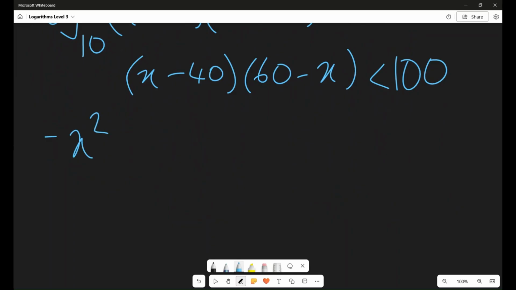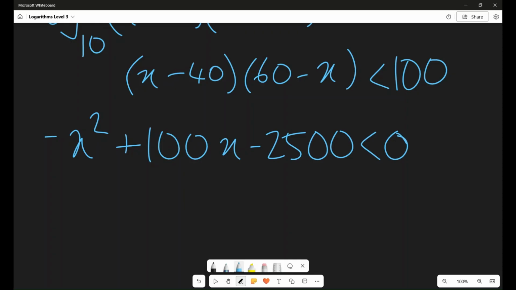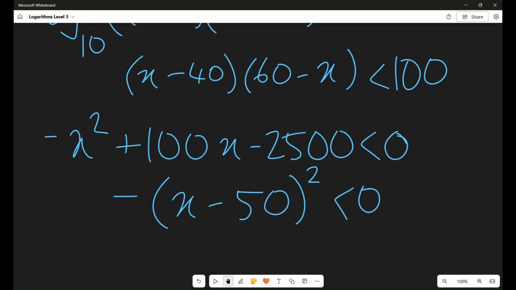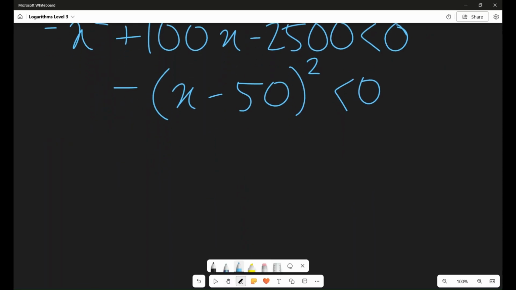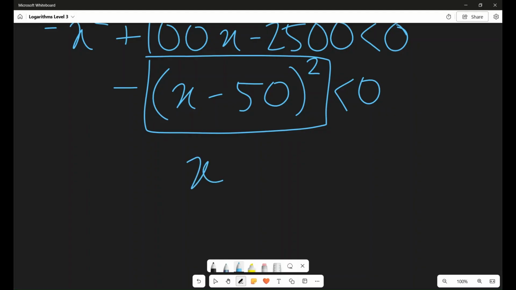We get negative x squared plus 100x. On the left side, we have a negative 2,400. When we bring the 100 to the left side, we get minus 2,500, and that's less than 0. Now, the left side is conveniently a perfect square, and it's negative (x minus 50) squared, and that is less than 0. Now, since this part is a perfect square, we know that this is always true except when x is equal to 50. So that means for the original inequality to be satisfied, x cannot be equal to 50.